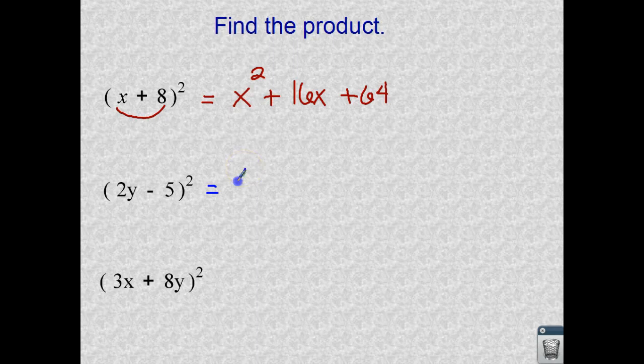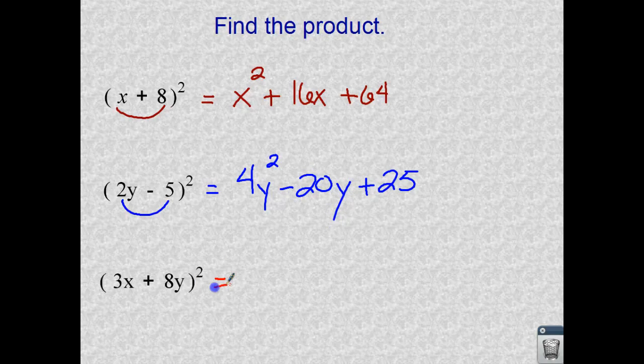4y squared. So 4y squared. It's a binomial squared, so I'm going to make some room for that middle term. Now the negative 5 to the second power means negative 5 times negative 5. So square the last would get me a positive 25. Now let's multiply it. Well, that is negative 10y, and if I were to double negative 10y's, I would have another negative 10y, so that's negative 20y. Final answer.